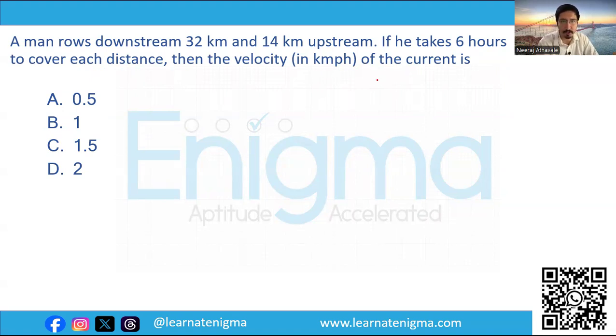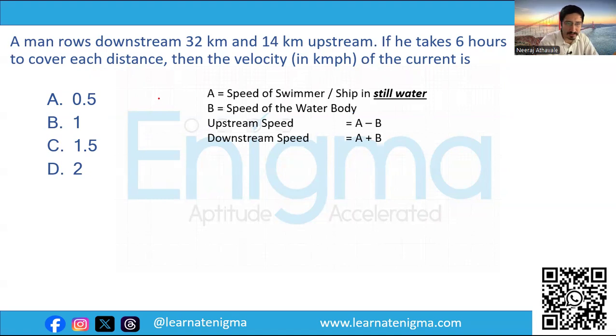Now, in the topic of boats and streams, we need to know the basic assumptions. So, the basic assumptions are we assume A as the speed of the swimmer or the ship or the boat in still water. B is the speed of the water body. Upstream speed is A minus B and downstream speed becomes A plus B.